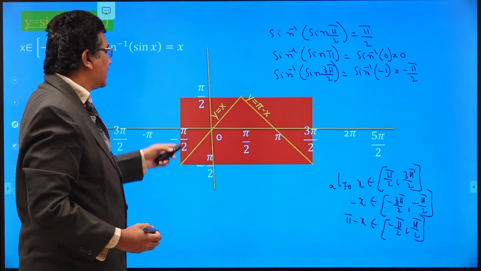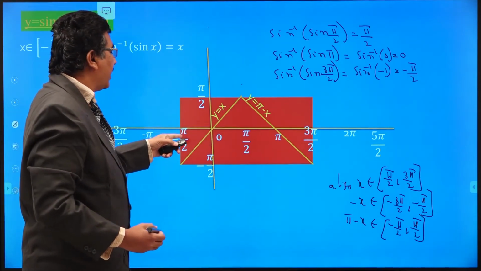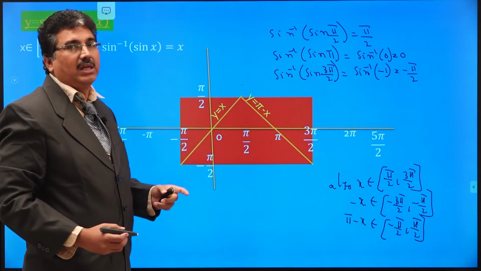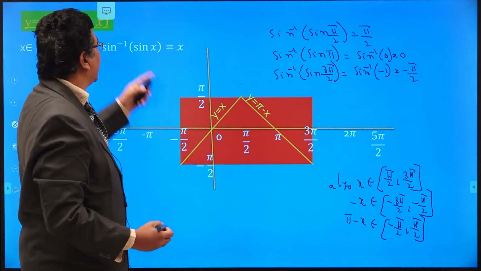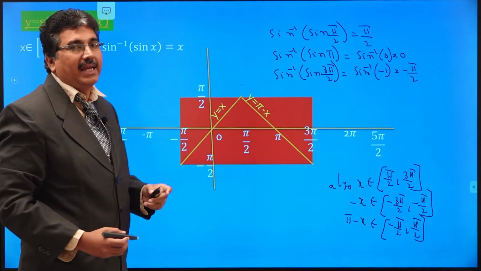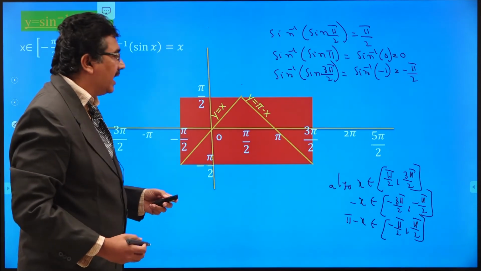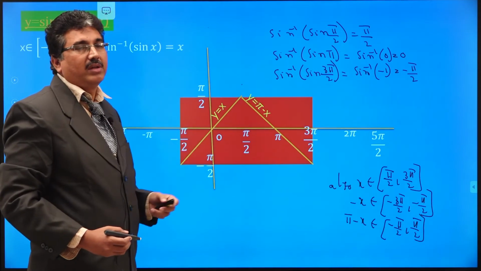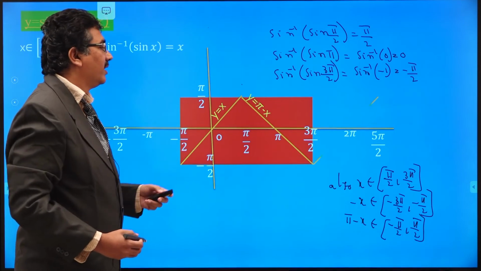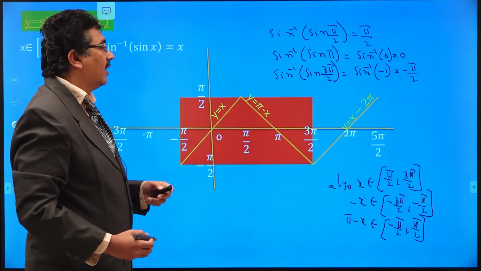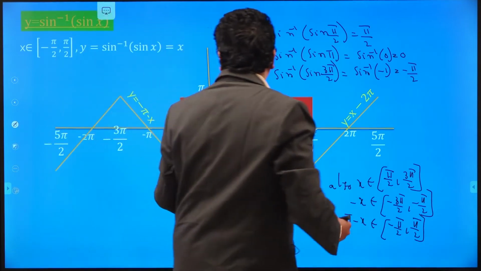This is the interval of length 2 pi, minus pi by 2 to 3 pi by 2. Since the period of sine inverse of sine x is 2 pi, repeat the graph for each interval of length 2 pi.